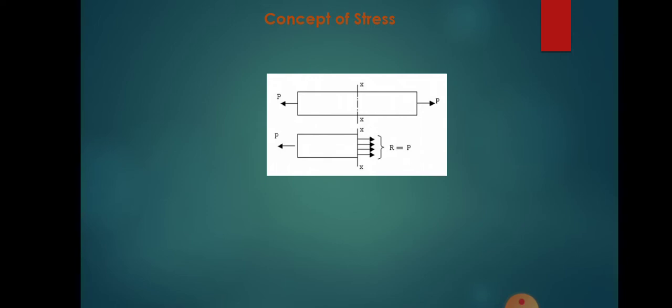That resisting force is equal to the applied force. Applied force is nothing but the external force, which is equal to the internal force. So the body, up to the limit, will be in equilibrium. So here it is called the stress. How can we define it? It is the axial force, meaning the force is acting along the line.